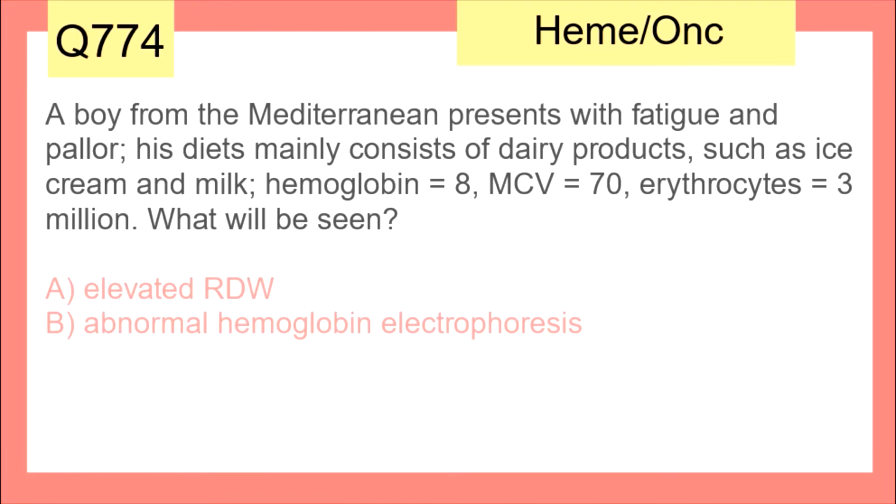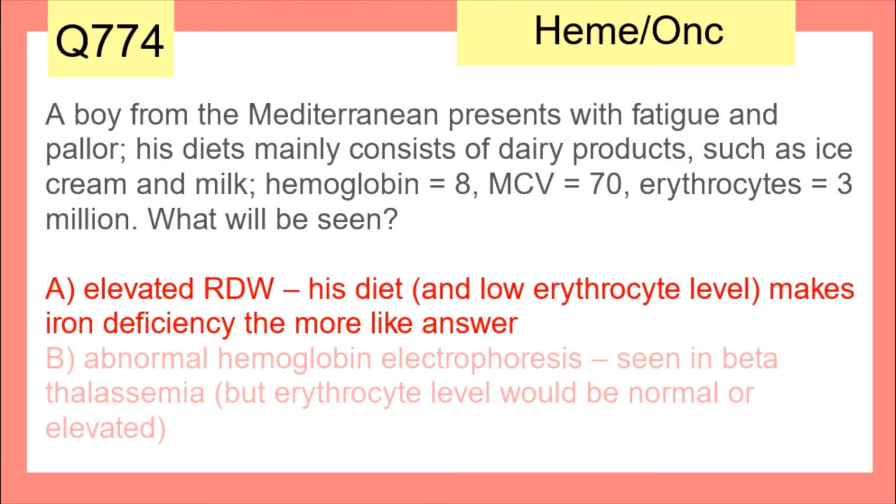Question 774. A boy from the Mediterranean presents with fatigue and pallor. Sounds like thalassemia, but it's actually not. His diet mainly consists of dairy products such as ice cream and milk. Hemoglobin's 8. MCV is 70. Okay, so it's either iron deficiency or it's thalassemia. Erythrocytes 3 million. So that's what really gives it away because the erythrocyte count in thalassemia would be normal or elevated. This is a low erythrocyte count. So this is more likely iron deficiency, and it's probably because of his diet. He's not getting any meats.